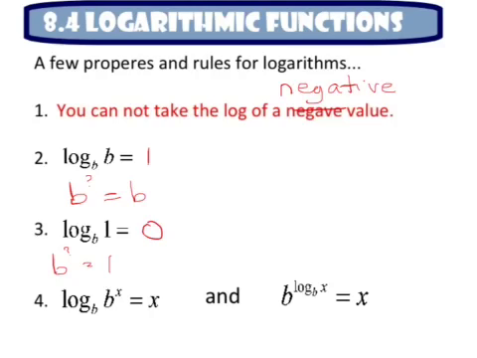And the last 2 properties here deal with the inverse function, the fact that logs and exponentials are inverses of each other. If we have log base b of b to some power, that power actually becomes your answer. It's like these cancel out. Same thing will happen over here. If I have b to the log base b, it's like they cancel out and I'm left with whatever is in this place. And those are some properties that we can use to simplify our logarithms.